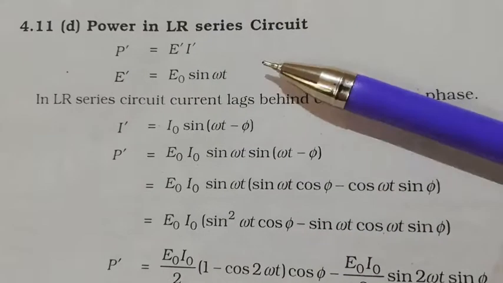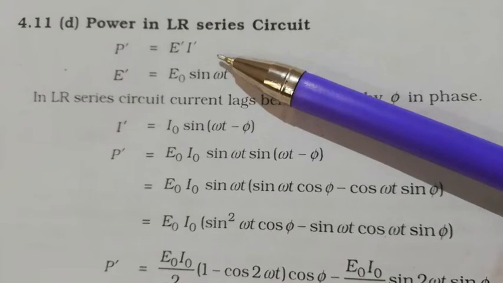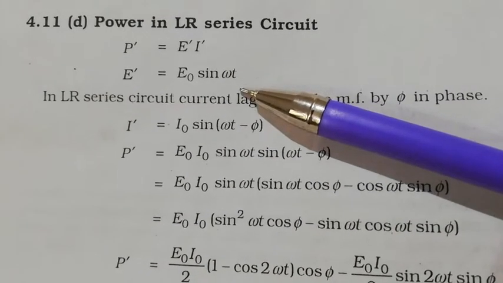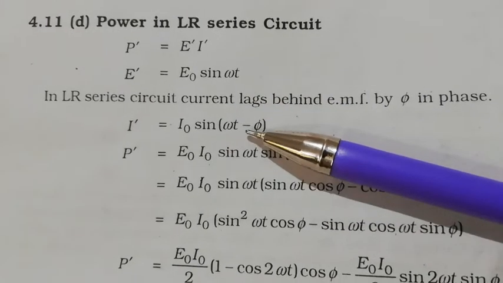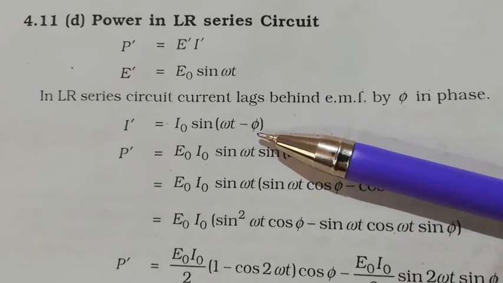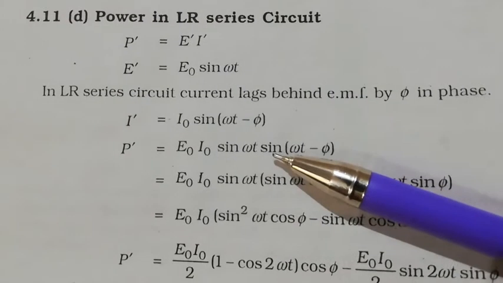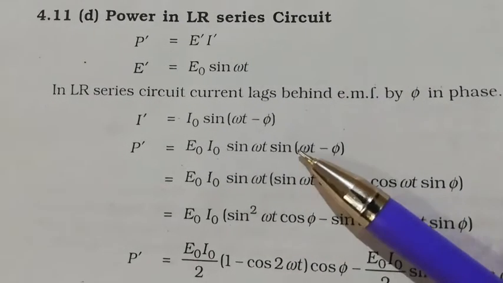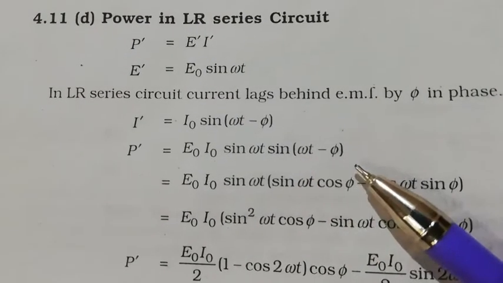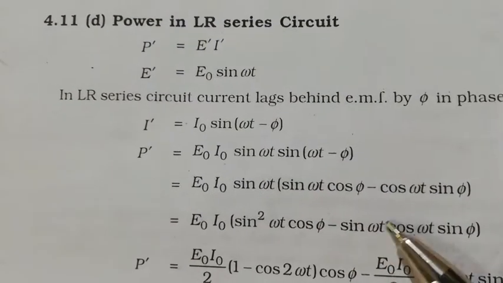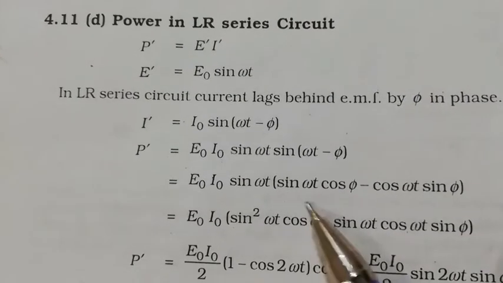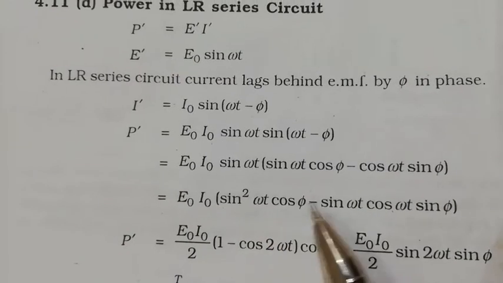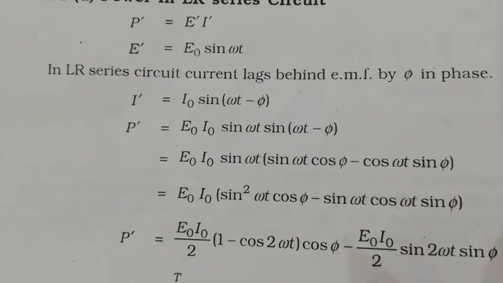Next, the power in an LR series circuit. That is, when we consider an LR series circuit, the EMF is E0 sin omega t, and in the LR circuit, the current lags behind the EMF by an angle phi in phase. So that P prime is equal to E0 I0 sin omega t minus phi. By expanding this sin A minus B form, we can write it as sin A cos B minus cos A sin B. And multiplying with the sin omega t, that is sin square omega t cos phi minus sin omega t cos omega t sin phi.